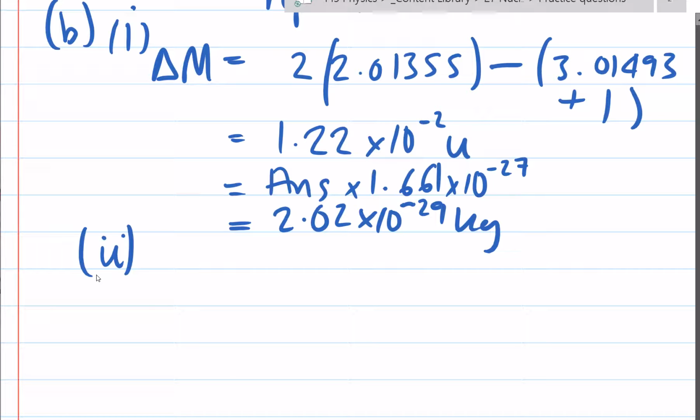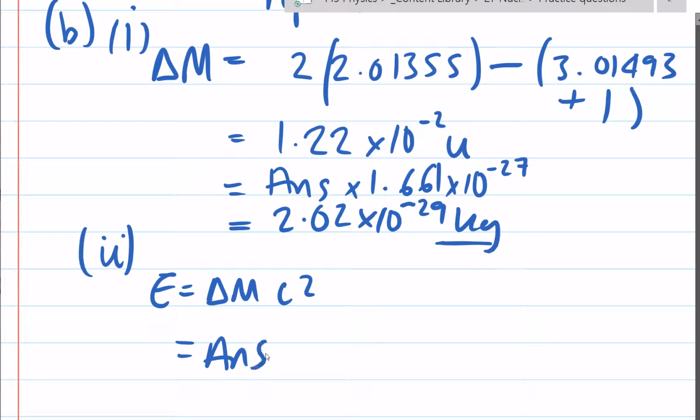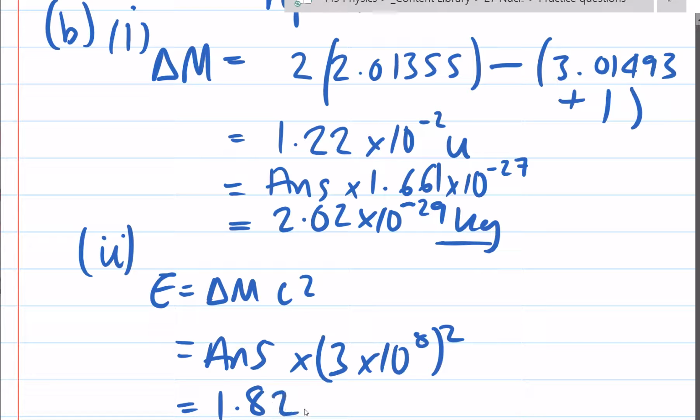The energy released in joules, handily enough, we've already worked this out in kilograms, so we can work out the energy as delta m c squared. So we're going to use our answer from before, using the full answer from our calculator, times 3 times 10 to the 8 all squared, and that comes out as 1.82 times 10 to the minus 12 joules.